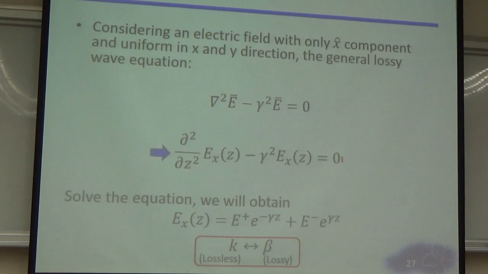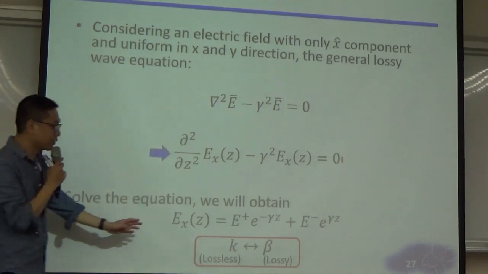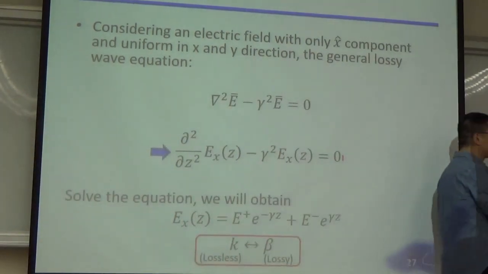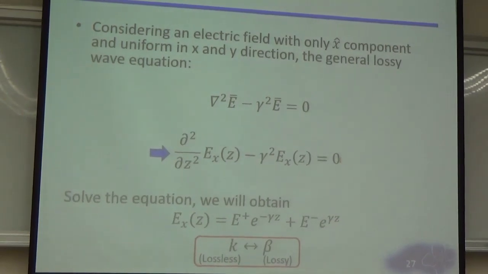In the lossy case, you have gamma equals alpha plus j beta, and in the lossless case you have only j k, right? They are the same only if alpha equals 0. So this page is telling you only this thing. It's the same if alpha equals 0, it is a special case.